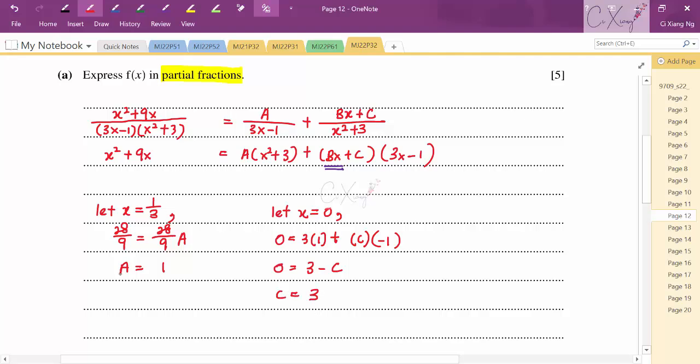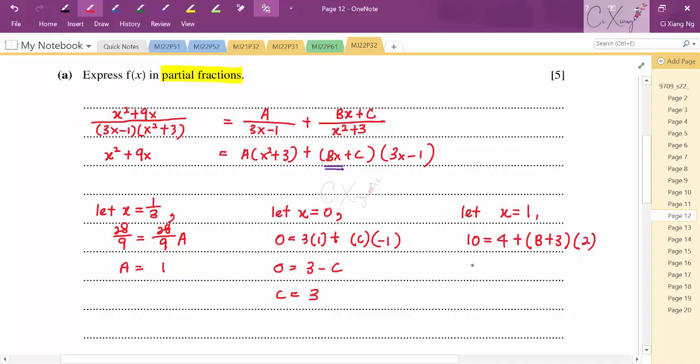Okay, so now I already get the value for A and C, and next I can use any value that I never used before so that I can find out the value of B. So I will let x equal 1. If I let x equal 1, substitute it into this part, I'm having 10 on the left. And then 1 plus 3 is 4. 4 times A, so it's 4 times 1 is 4 also. Then plus, just copy the plus. B times 1 is B. C is 3. So B plus 3. Substitute 1 here. So 1 times 3 is 3. 3 minus 1, you get 2.